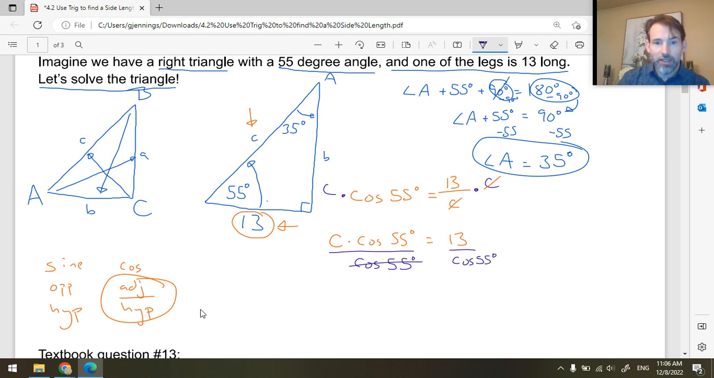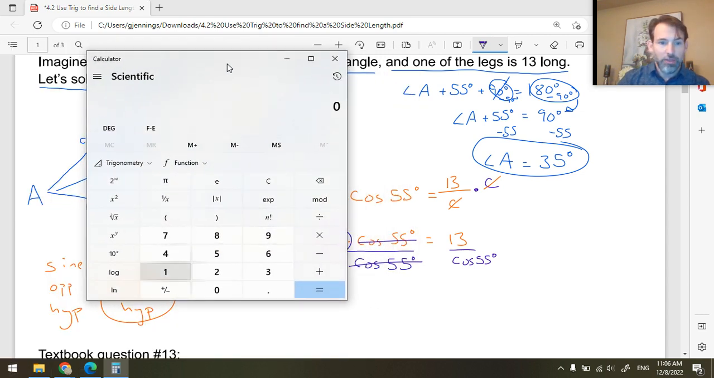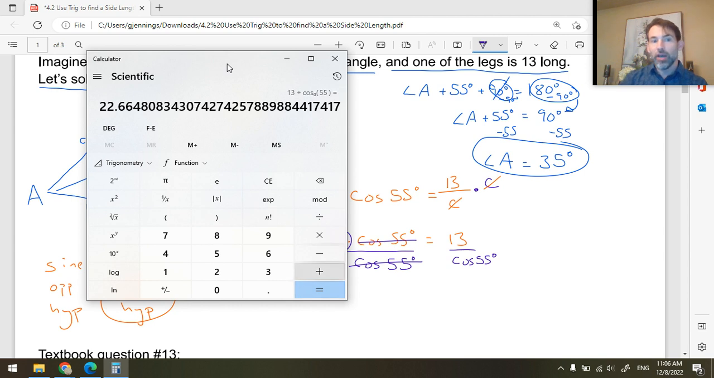And if I do that, no need to write a new line here. These cancel, so I have c is equal to 13 over cosine 55. That's what we're going to go ahead and punch in our calculator. So 13 divided by the cosine of 55 gives me 22.6. So let's keep one decimal place. That'll be 22.7. It will round up.